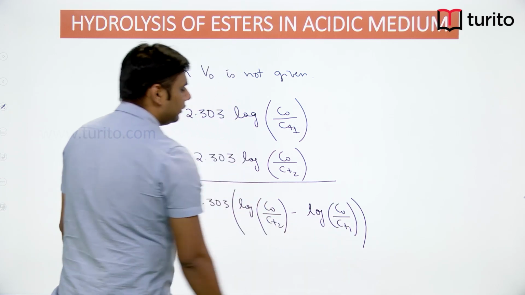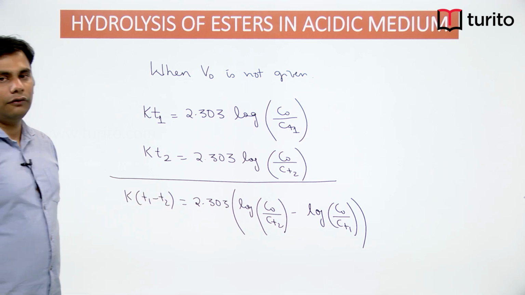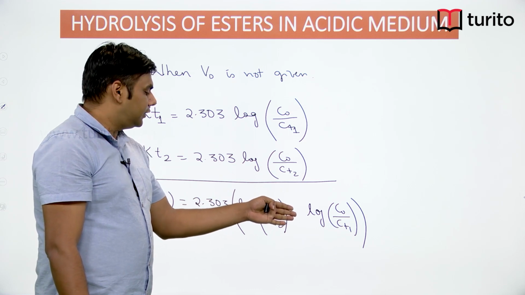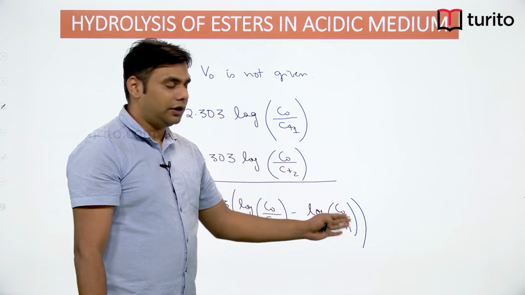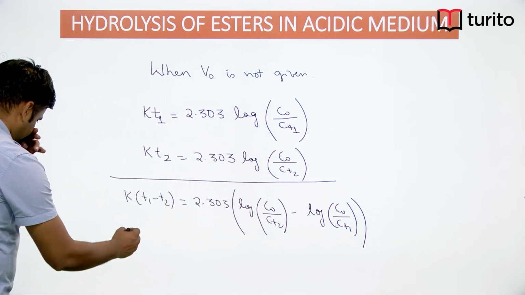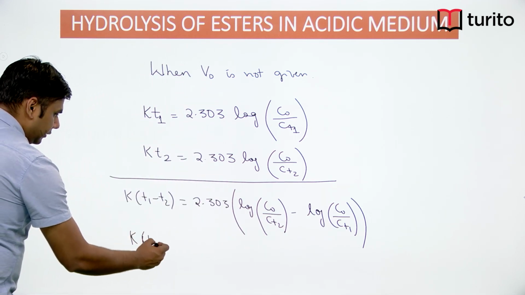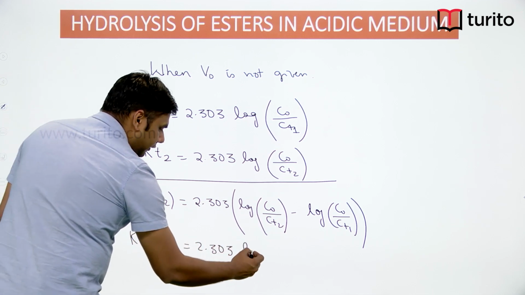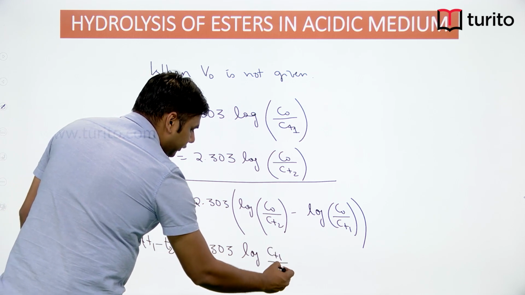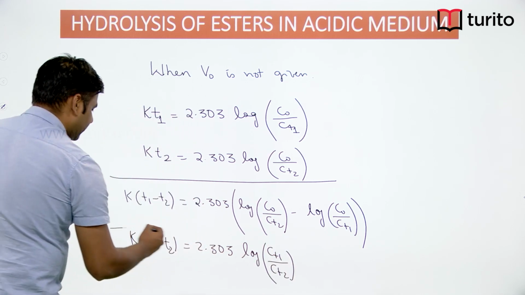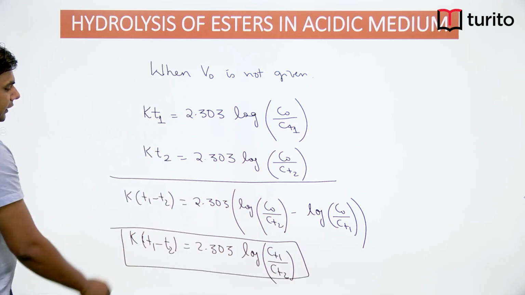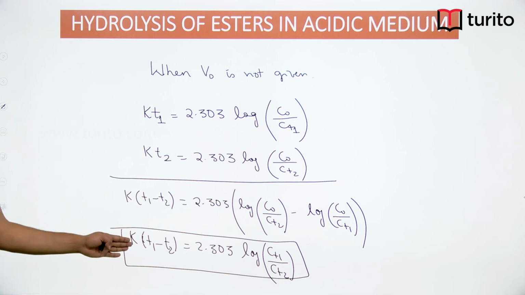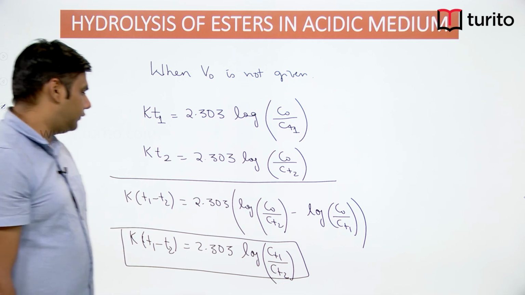Now, we can use the logarithm rule that log of y by x is log of y minus log of x. So this will be log C naught minus log of C T2 minus log of C naught plus log of C T1. So log C naught would get cancelled out. So we will get 2.303 log of C T1 upon C T2. Okay. So, knowing the value of T1, T2 and the concentration at T1 and T2, we can calculate the value of the rate constant. Again, this is the pseudo rate constant, the pseudo first order rate constant.